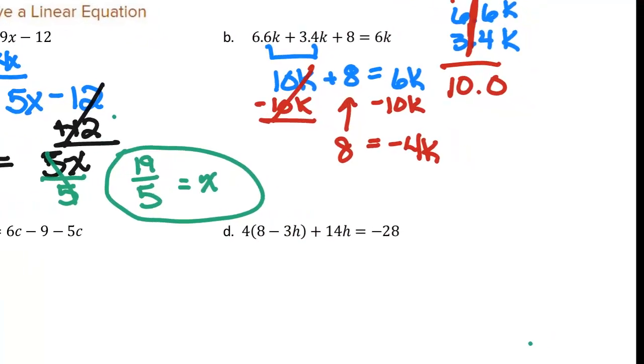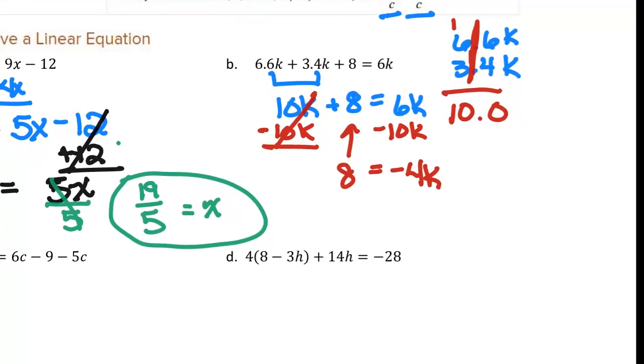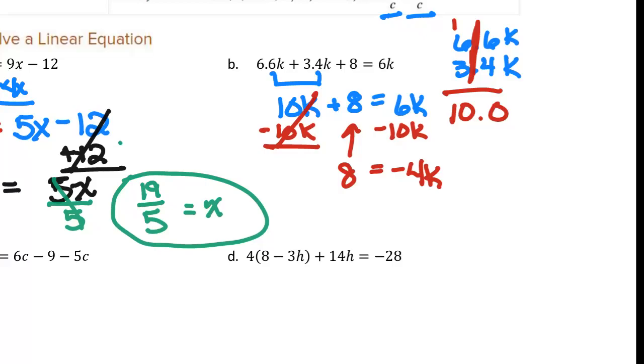I want to solve for K, so right now it's being multiplied. There is no operator in here. Multiplication is the only operator where you don't have to have a sign. So this means negative 4 times K. So to undo that, you divide by negative 4. Divide by negative 4. This simplifies out, and K is equal to negative 2.